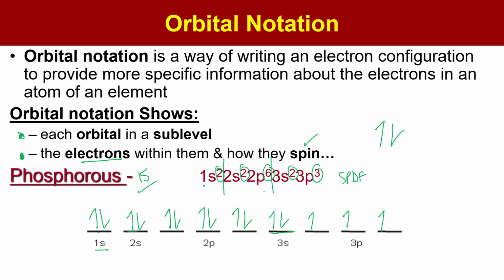So what we see is in our valence shell, which is the 3s plus the 3p, I've got 5 electrons, and I am now seeing the orientation they take and their spin and their distribution.